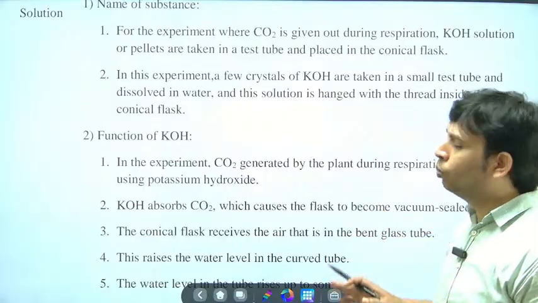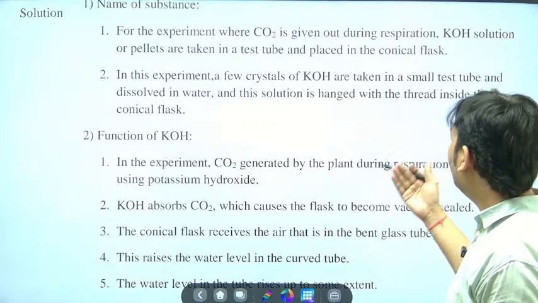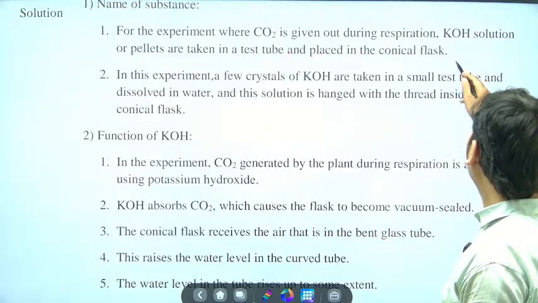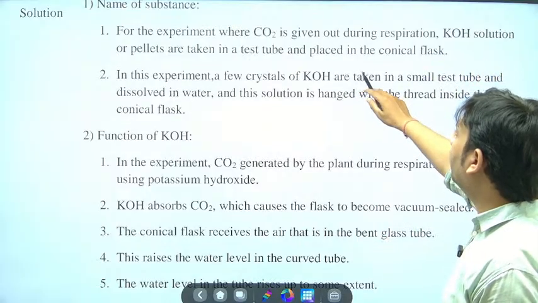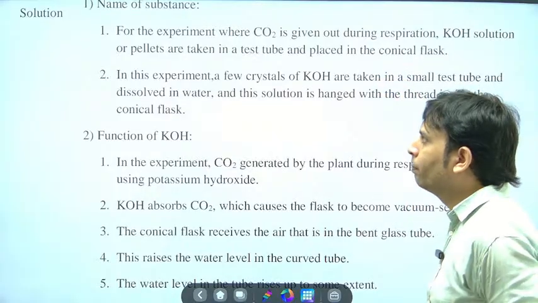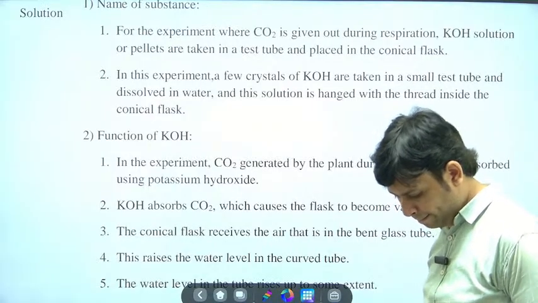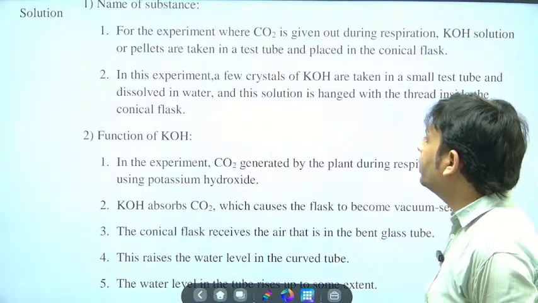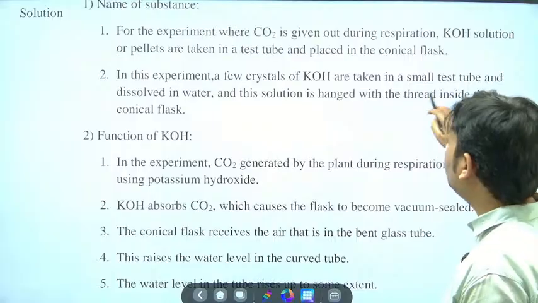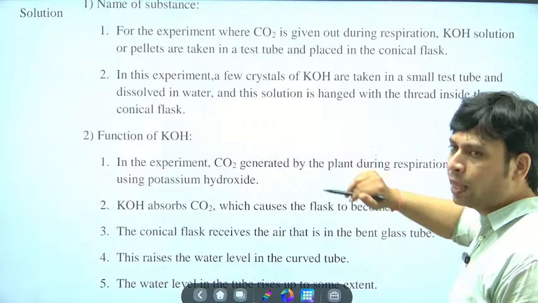So in this experiment, carbon dioxide is given out during respiration. Potassium hydroxide solution or pellets are taken in a test tube and placed in the conical flask. A few crystals of potassium hydroxide are taken in a small test tube and dissolved in water, and this solution is hung with the thread inside the conical flask.